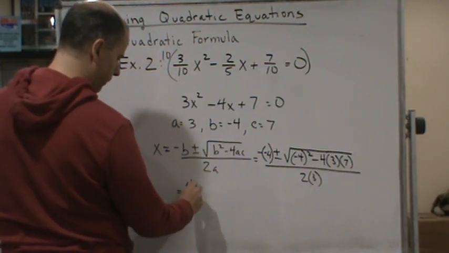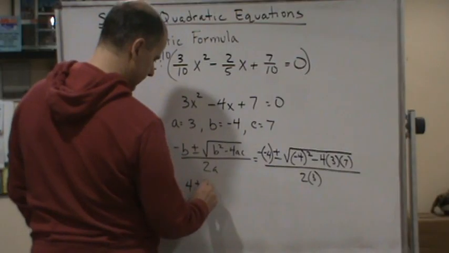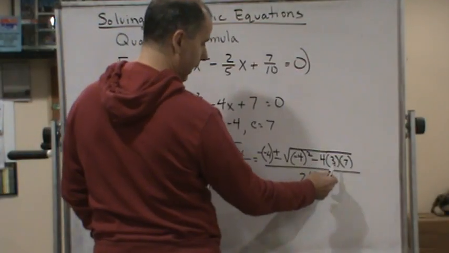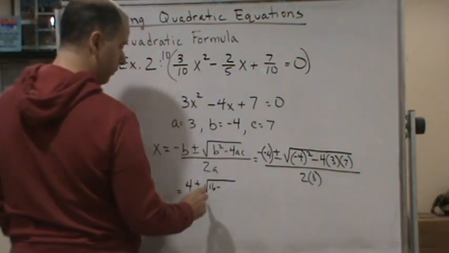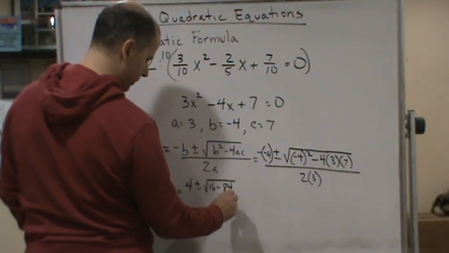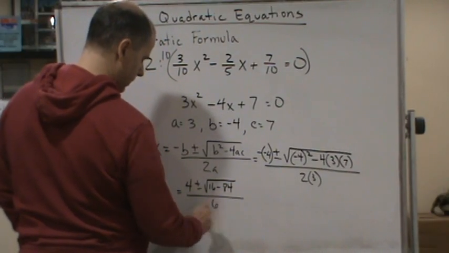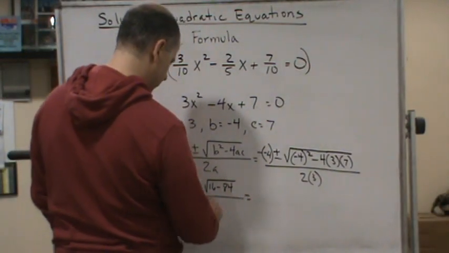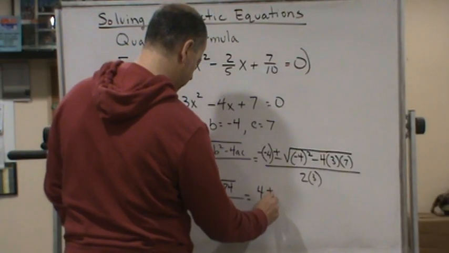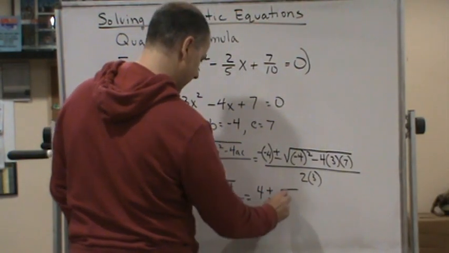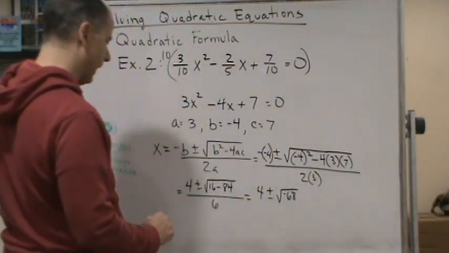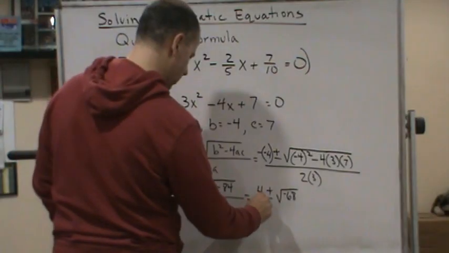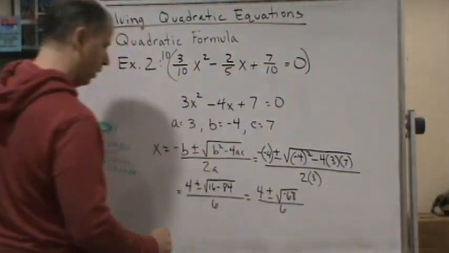So then we get 4 plus or minus the square root of 16 minus, now 21 times 4 is 84, over 6. Now we simplify further, so this is going to be 4 plus or minus the square root of -68, right? So 16 minus 84 is -68, over 6.